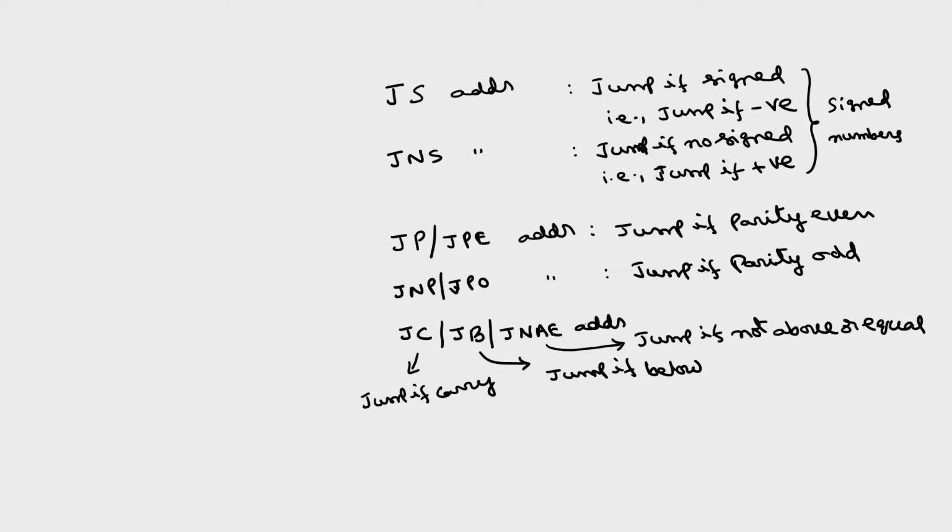And what will be the opposite to this one? Jump if no carry, means jump if not below, which is also equal to jump if not below, jump above or equal address. If this carry flag is reset, the microprocessor control will go to the address that is specified, otherwise it will skip the instruction and go to the next instruction.